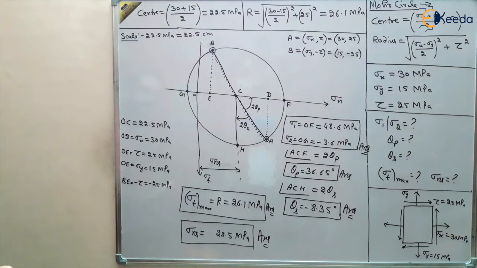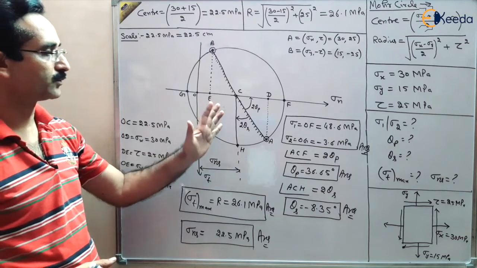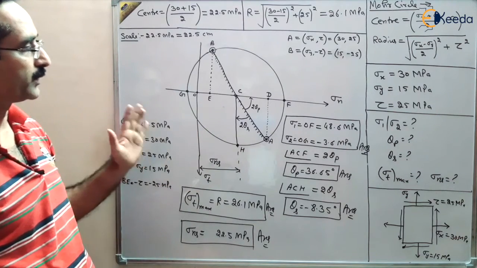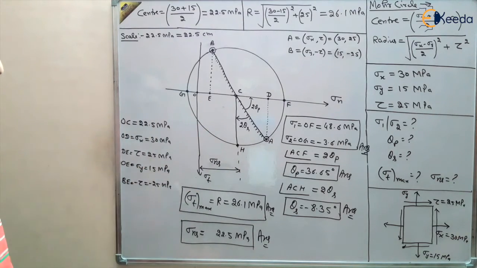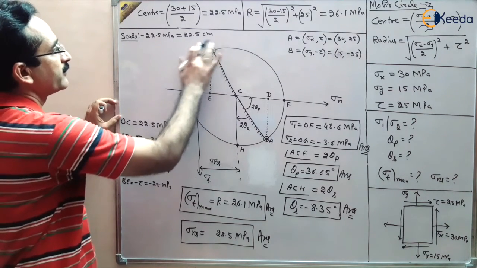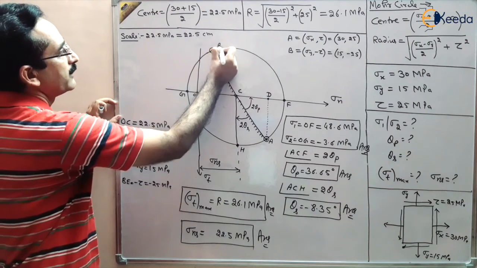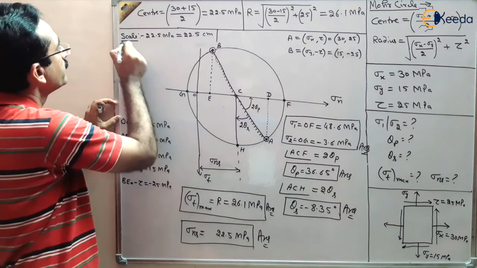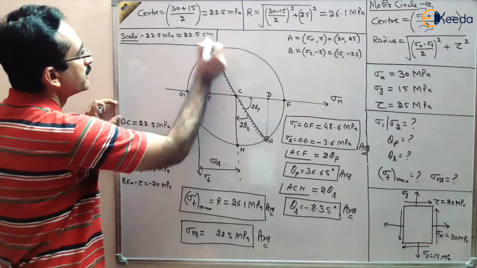So these are the answers for this Mohr circle problem we have obtained using the graphical method, and you have to choose the scale so that it will be convenient to draw the circle, right?